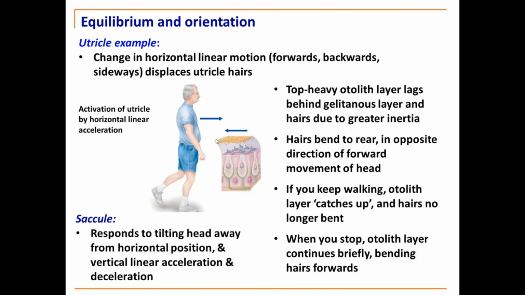And the saccule responds to tilting the head away from the horizontal position and vertical linear acceleration and deceleration, as we've already alluded to. So it's important to realize that these hair cells of the utricle detect horizontally directed linear acceleration and deceleration, but they do not provide information about movement in a straight line at a constant speed. And remember, the saccule hairs are vertical, so they respond to a lift going up and down. They might respond to you jumping out of bed, jumping up and down, and like I said, riding in a lift as well.